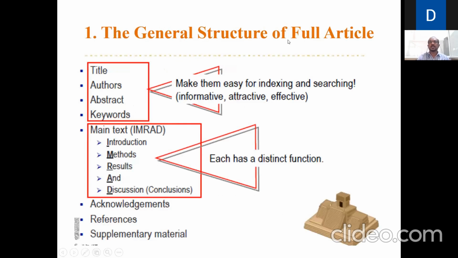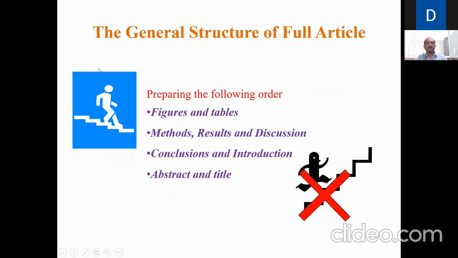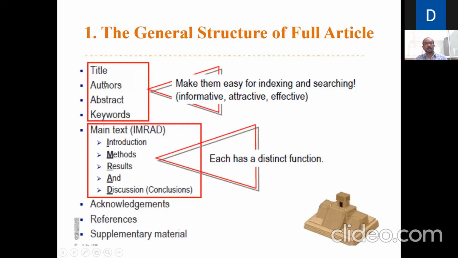Now, this is the general structure of a full article, right? The first one is the title, author, abstract, and keywords. This is the first point. That is the first entrance of your paper: title, authors, abstract, and keywords, right?